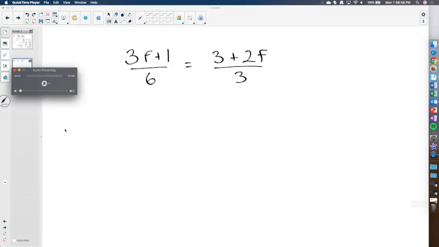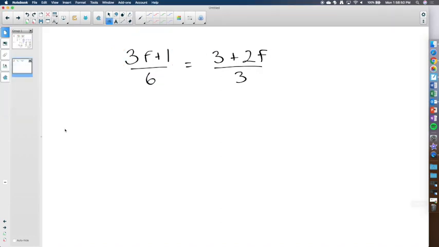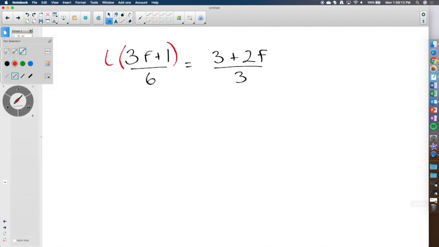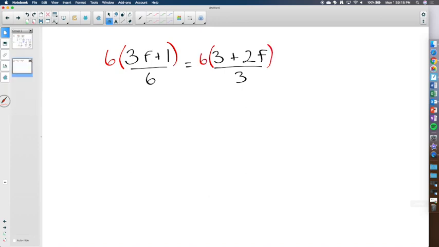I'm going to do the exact same question again, but in a simpler way. I know you guys really don't like working with fractions, so my advice is, let's just get rid of those fractions. If I've got a denominator of 6 and a denominator of 3, I'm going to find their common denominator, which is 6. So my first step is multiplying both sides of my equation by that common denominator of 6.